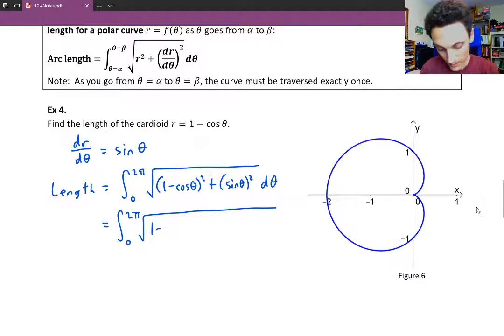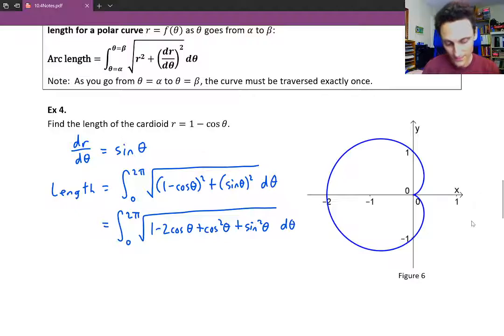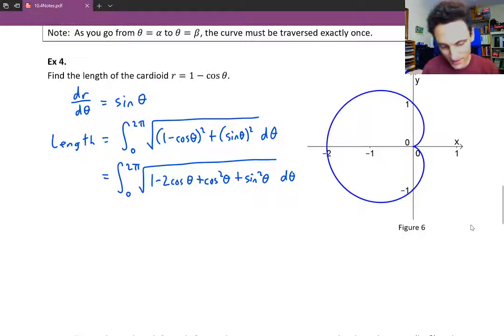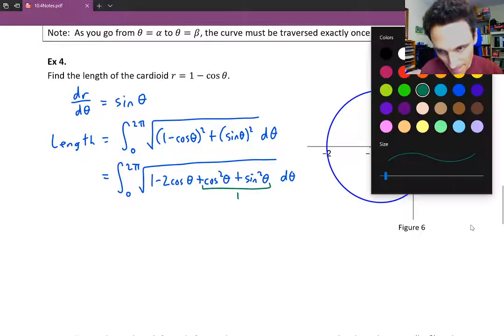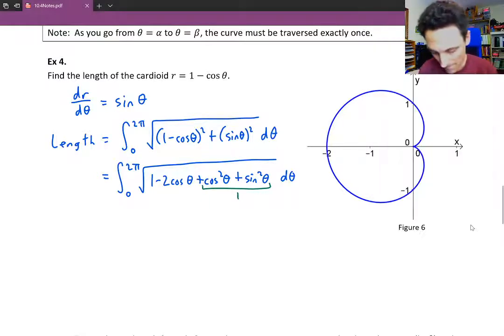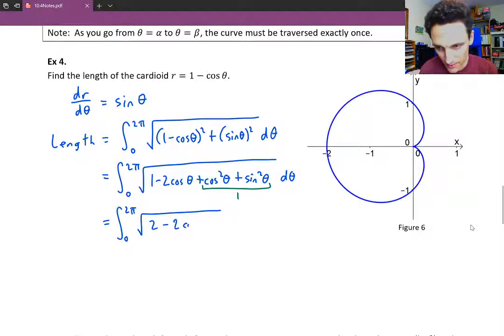When we expand out, we'll get 1 minus 2 cosine theta plus cosine squared theta plus sine squared theta. I see a cosine squared plus sine squared. That's going to get turned into 1. So then we get the square root of 2 minus 2 cosine theta d theta.